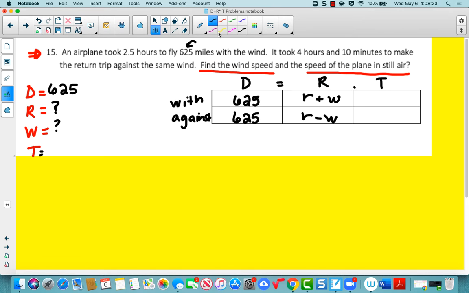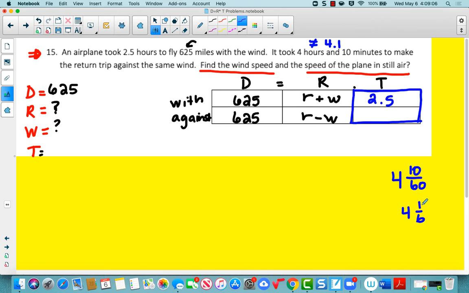But time is where, if you're going to make a mistake, this is where it would happen. It says here that the airplane took 2.5 hours, and 2.5 is a decimal that ends, so you could do 2.5. The problem is this 4 hours and 10 minutes. 4 hours and 10 minutes does not equal 4.1. If you take 4 hours and 10 minutes, it actually equals 4 and 10 over 60, which is 4 and 1/6.